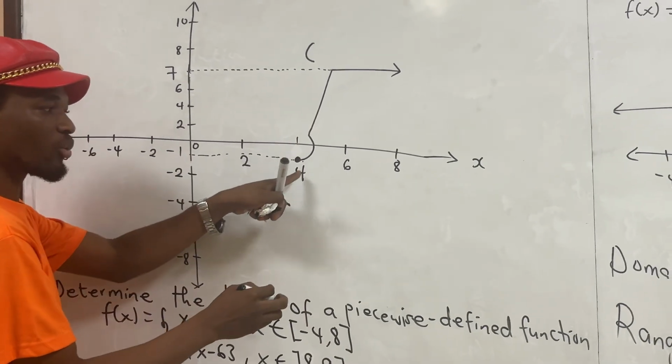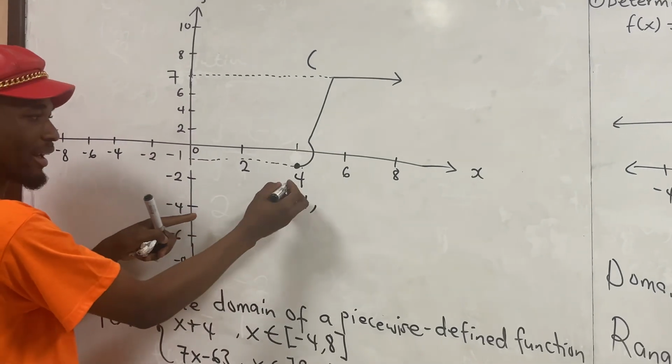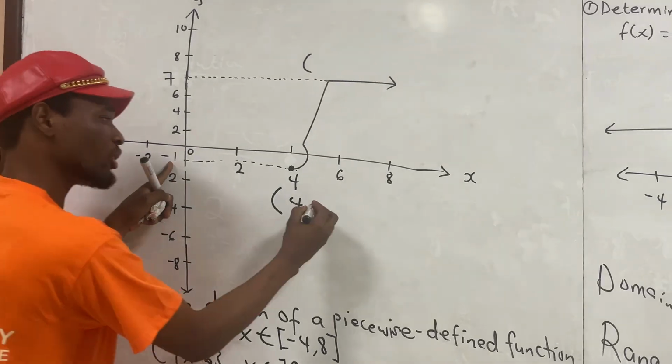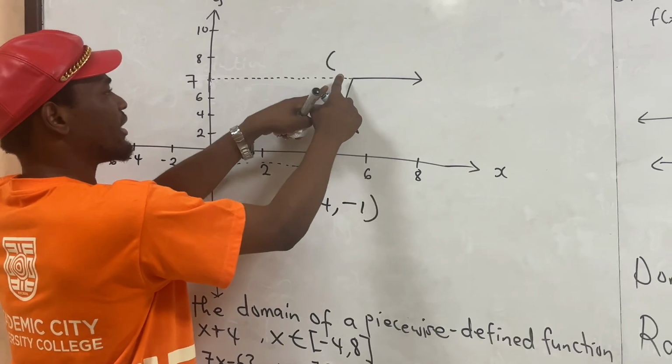On the x-axis, what do you have? You have 4. Then comma the y, on the y-axis, what do you have? Negative 1. So I have negative 1. As simple as that.